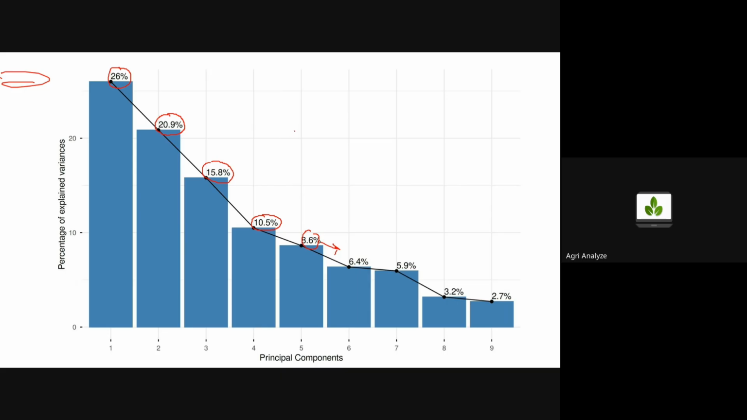Here one more rule is there: any principal component with explained variation greater than 10 is selected, and the others are excluded. So these have explained variation greater than 10, so they are selected, but this principal component has explained variation less than 10, so it is rejected. So we accept only these 4 principal components. Based on this we can also find the number of PCs.